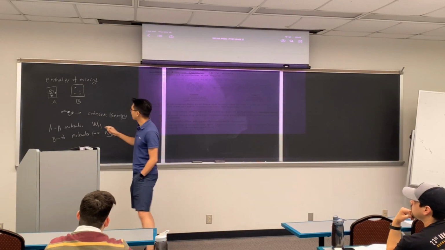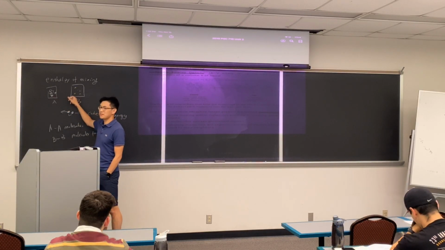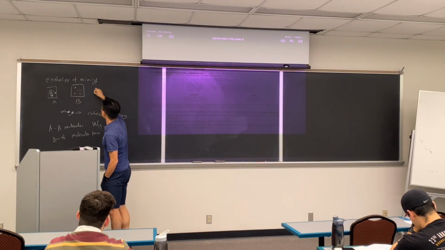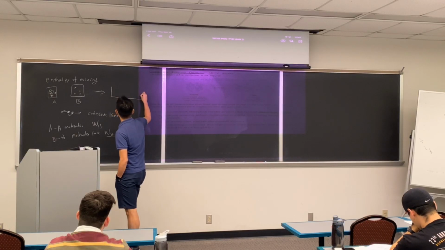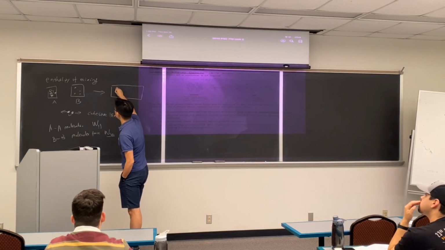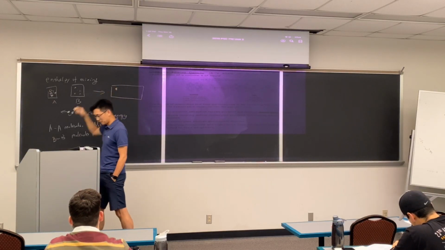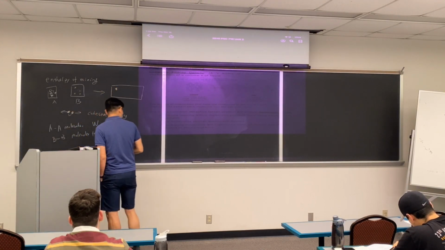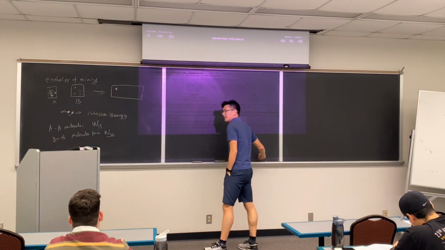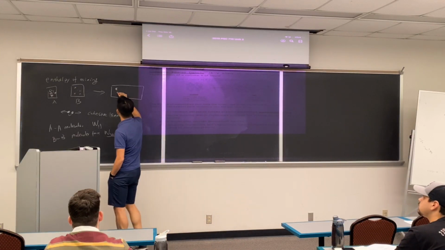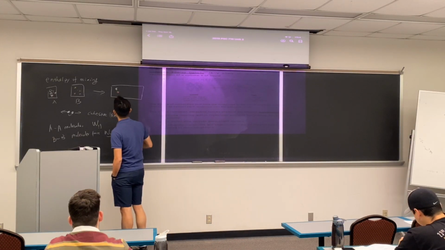Before mixing, we have a lot of AA and BB. And after mixing, you would have a big basket. You're going to have A swimming around, and you're going to have B swimming around. And now what kind of interaction would we have in this case?